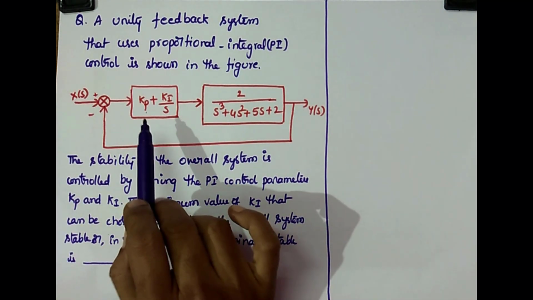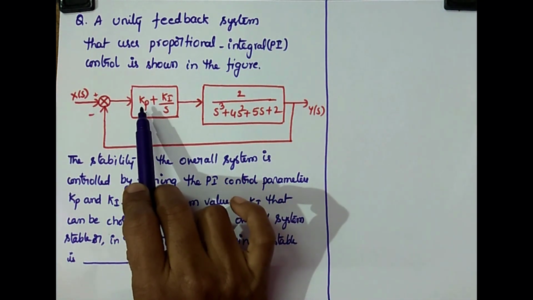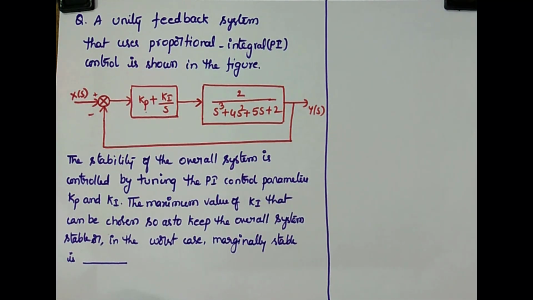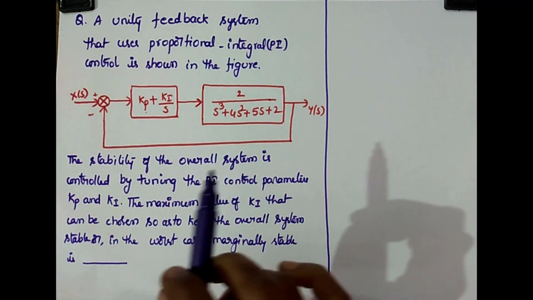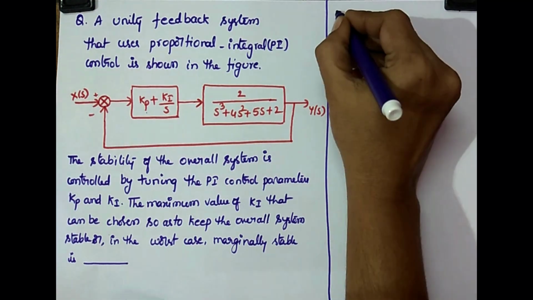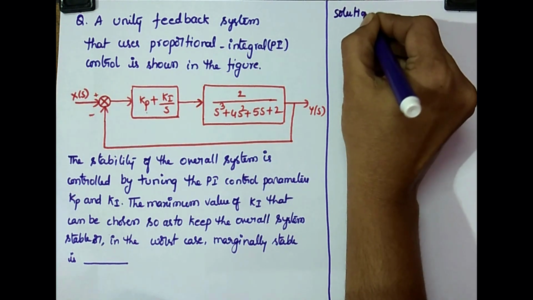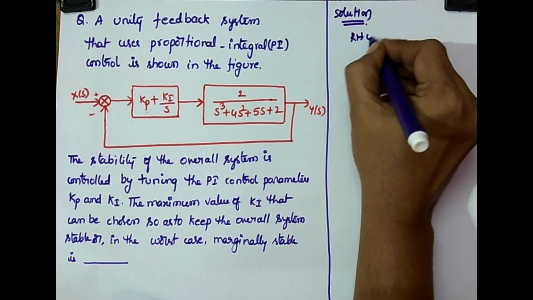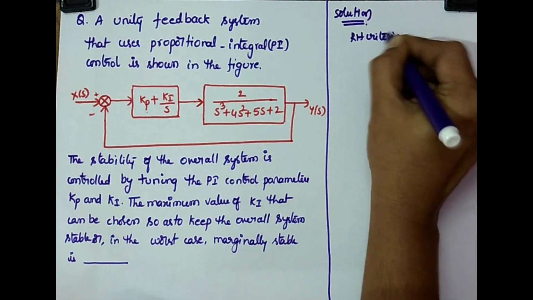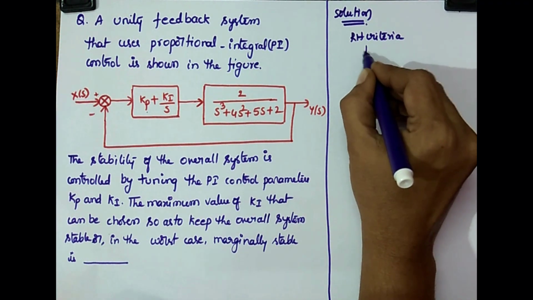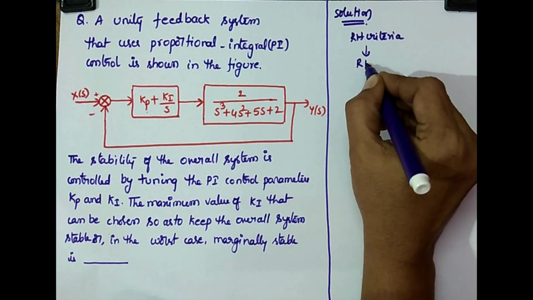What is the problem? This is the feedback system with proportional and integral control. You have to find the maximum value of Ki for which the system is stable or at least marginally stable. We can solve this by using RH criteria. So now we'll solve it. In the RH criteria, the first point is you have to form the Routh array.